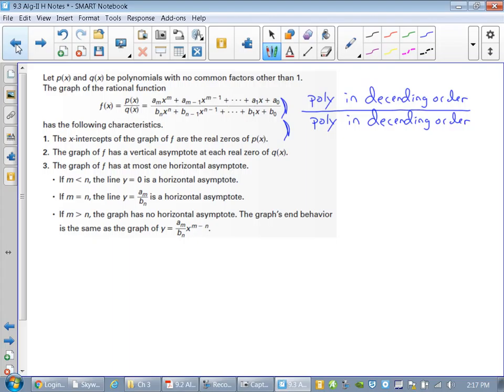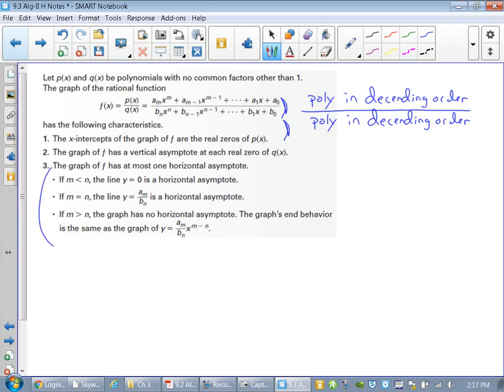We have vertical asymptotes at the zeros of the denominator. This is kind of what the sheet's talking about here. That's the first two things. When we work with these things, we're talking about real zeros also, just so you remember. We're not worrying about imaginary zeros. The last part is where things get confusing.